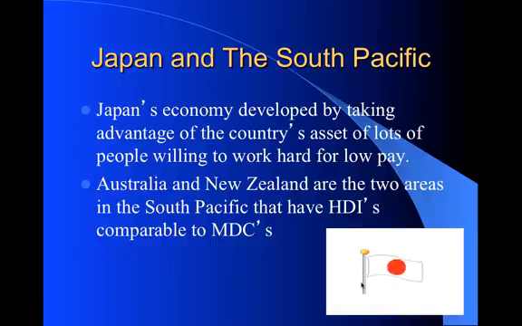Japan, the South Pacific. Their economy is taking advantage of something they have a lot of, and that is labor. And they're willing to work, and they're willing to work for very low pay. So Japan is growing economically because of that. Australia and New Zealand are 2 areas in the South Pacific that have HDIs that are comparable to more developed countries. So they kind of go against the grain, where most of the time it's your less developed countries that are below the equator. These 2 are below the equator, but above in the more developed country realm.